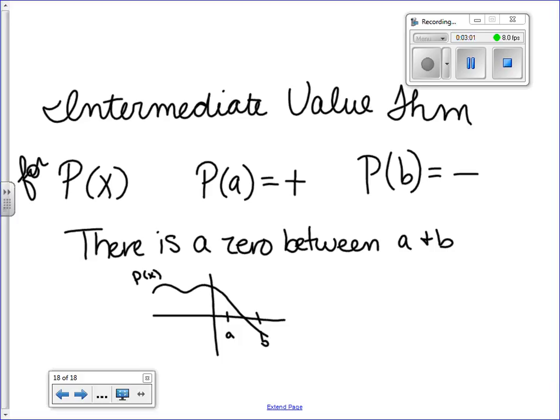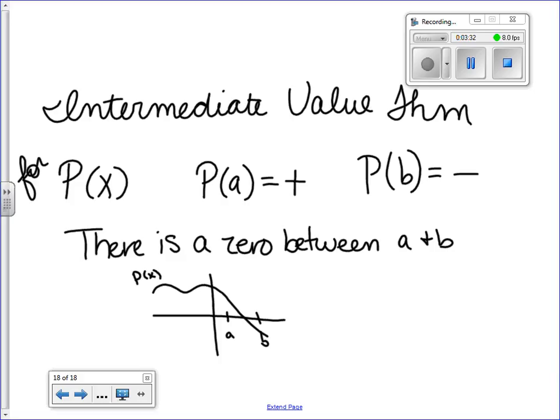The intermediate value theorem doesn't help us find an exact zero, but it does help us prove that a zero exists, so we can start narrowing down our choices. Okay? It doesn't say, oh, well, it's a and 1/2 or whatever. No, it doesn't tell us that, but it does tell us that there's one between those two numbers, and that's what we need to focus on right there.